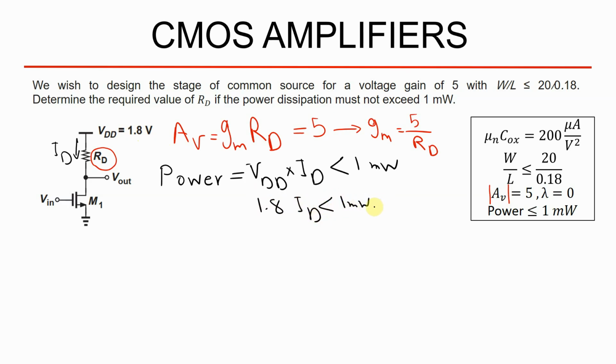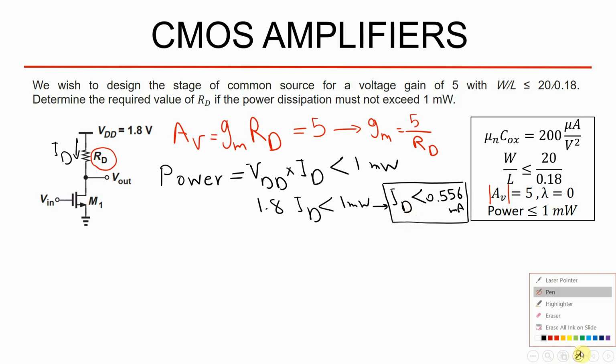So I can calculate ID, which is less than 1 milliwatt divided by 1.8, and I'm using my calculator. I can get the result 0.55555, which is 0.556 milliamp. This is the boundary, this is the maximum value for I drain.